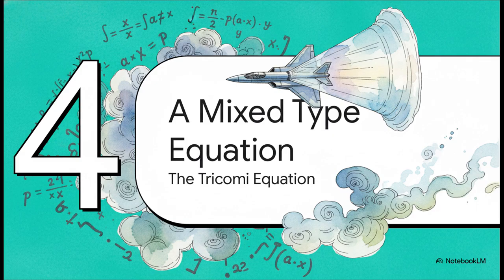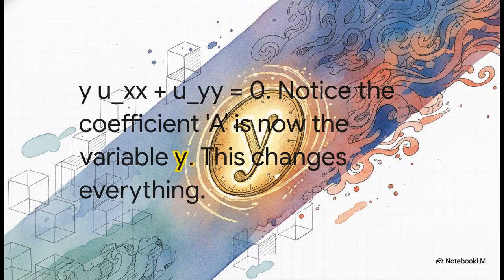But what happens when an equation can have more than one? Let's check out a really fascinating example that takes us from pure math straight to the physics of breaking the sound barrier. So meet the Tricomi equation. Now look really closely at the a coefficient, the part in front of u sub xx. It's not a number anymore, it's the variable y. And that one little change has enormous consequences.